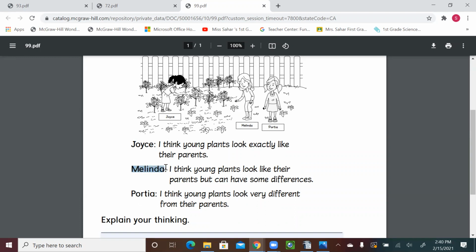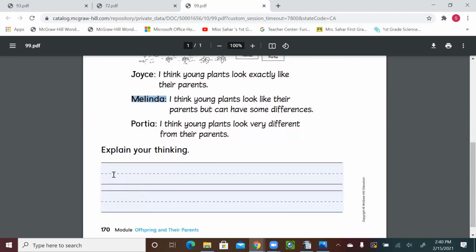Well, if you choose Melinda, you're right, because young plants look like their parents, but can have some differences. They could be maybe different colors or different shapes of the leaves or even a different number of leaves. So Melinda was right. Plants will look like their parents, but there will be some changes and some differences. So we agree with Melinda, that Melinda had the best idea.